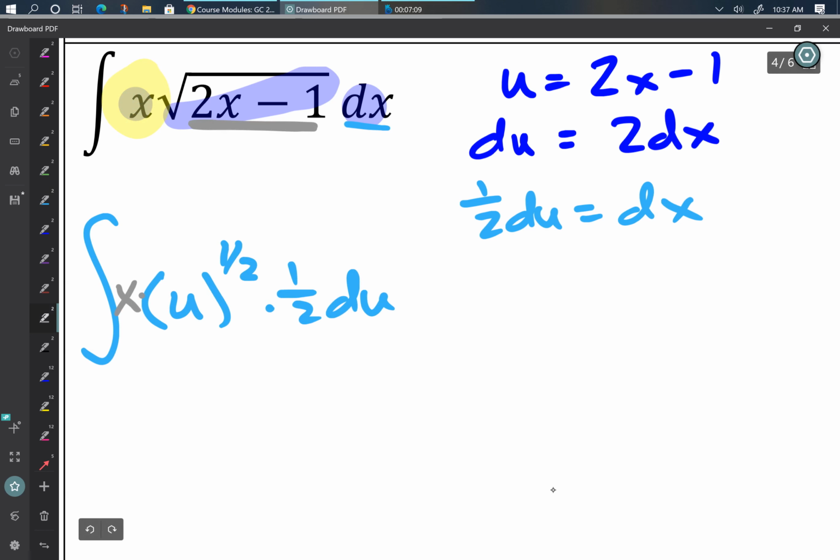Under the root, substitute it out for u. The dx substituted out for 1/2 du, but this x never went away. And if it never got substituted out, then it's still there. So the two things that are supposed to happen to make substitution the right way to do a problem didn't happen. One of them didn't happen. All of the x's didn't go away.